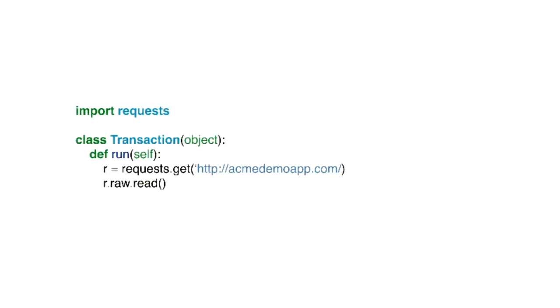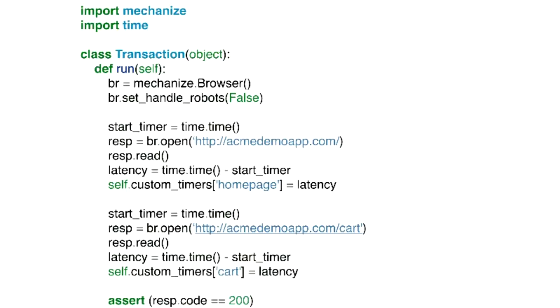So here I'm just importing the requests library, which is a Python HTTP client, which is really simple to use. And then the Multi-Mechanize framework is really just the class Transaction and the method run. So here you can do whatever you want inside of this method, and it's just going to run this in a loop at high levels of concurrency. So this could be as complex as you want.